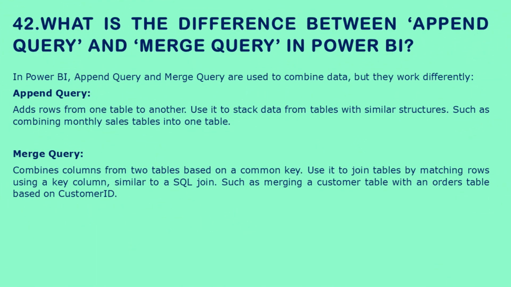What is the difference between append query and merge query in Power BI? In Power BI, append query and merge query are used to combine data, but they work differently. Append query adds rows from one table to another. Use it to stack data from tables with similar structures, such as combining monthly sales tables into one table. Merge query. Combines columns from two tables based on a common key. Use it to join tables by matching rows using a key column, similar to a SQL join. Such as merging a customer table with an orders table based on customer ID.